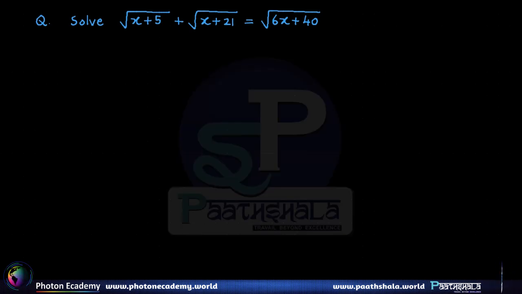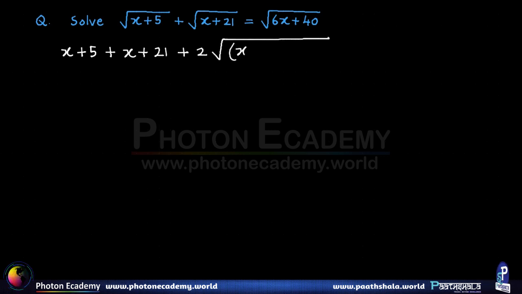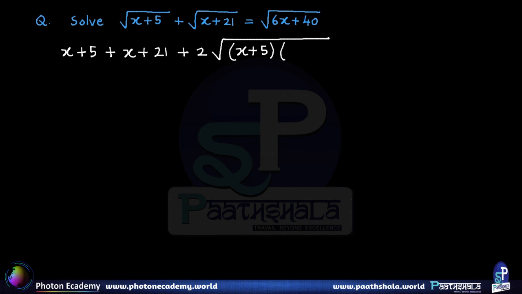Now here we don't see any specific expression to substitute with a new variable, so we'll straight away solve this by squaring both sides and then getting a quadratic equation. So on squaring, we will get x plus 5 is the square of first term, x plus 21 is the square of second term, and 2 into root of x plus 5 into x plus 21 is equal to 6x plus 40.